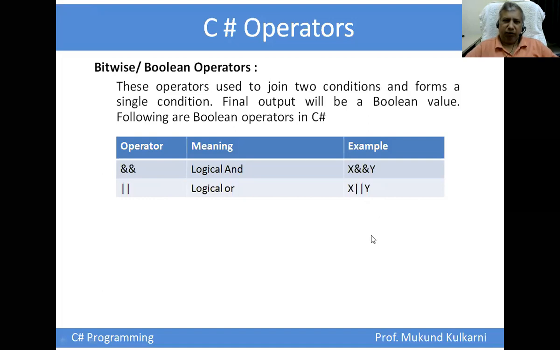Last part, that is bitwise or Boolean operators. Only two operators are used in this case. So these operators are used to join two conditions and form a single condition. The final output will be in the form of either true or false. So double ampersand is known as the logical AND operator. X double ampersand y, while reading you should read it like this, x and y.